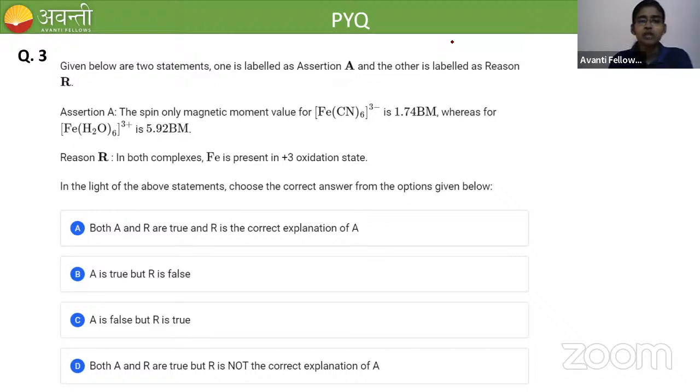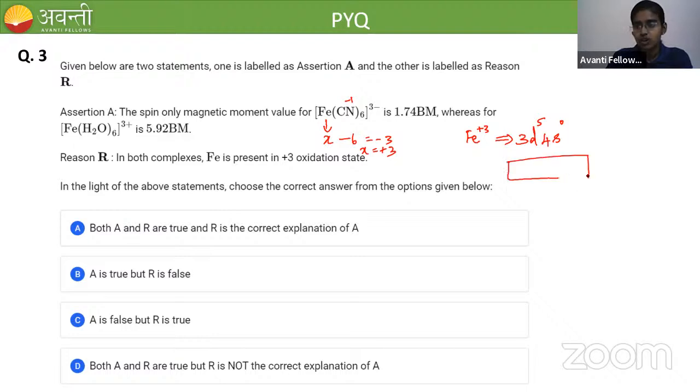Okay. So the spin-only magnetic moment value for the given complex is 1.74 Bohr magneton, they are saying. So you can see the oxidation state of iron in this case: for each cyanide it is -1. So 6 cyanide we are having, so -6, which is equal to -3. So X is equal to +3. Iron is in +3 oxidation state. If iron is in +3 oxidation state, then the configuration would be 3d5 and 4s is 0. Iron has 5 electrons in its d orbital.